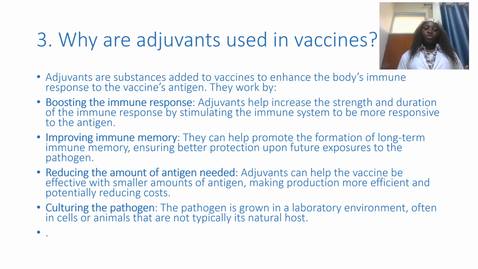Thirdly, it reduces the amount of antigen needed. Adjuvants can help vaccines to be effective with smaller amounts of antigen, making production more efficient and potentially reducing costs. Culturing the pathogen. The pathogen is grown in a laboratory environment, in cells or animals that are not typically natural hosts.